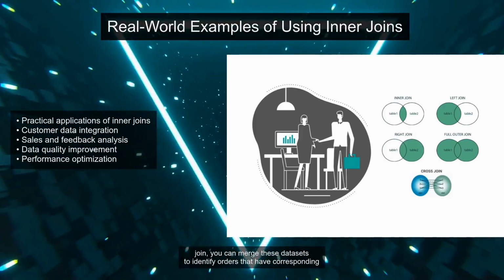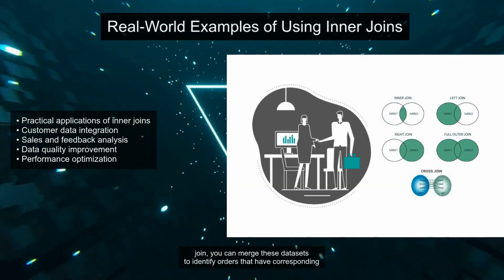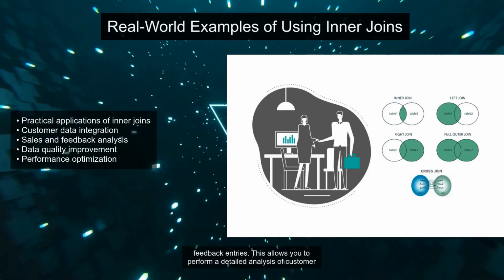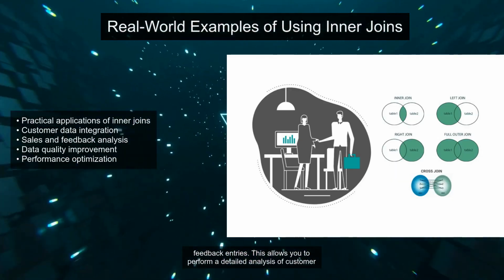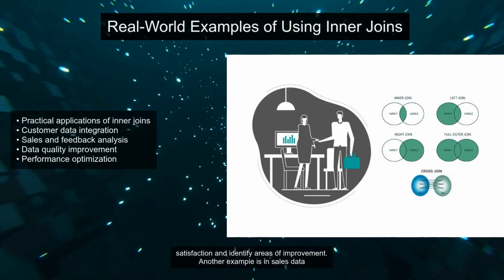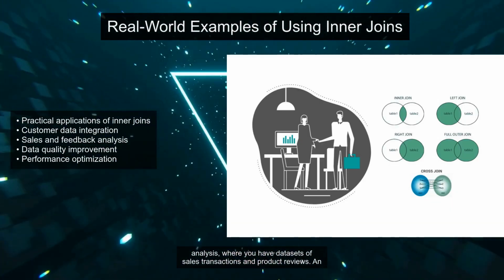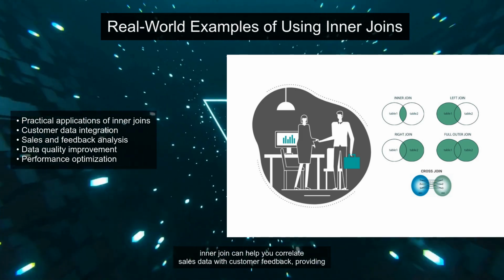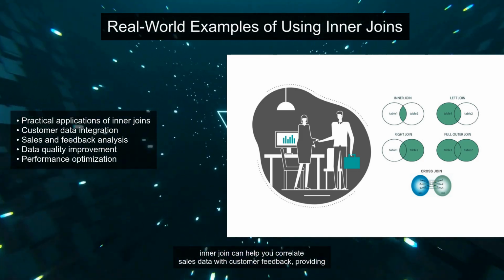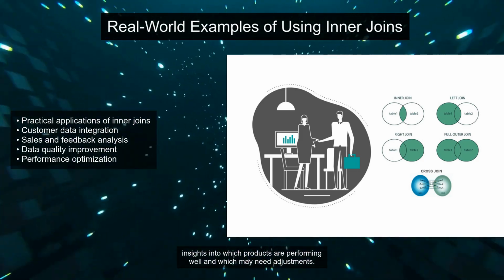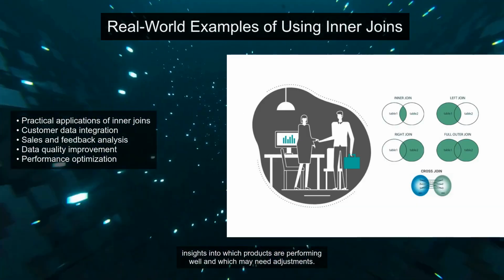Using an inner join, you can merge these datasets to identify orders that have corresponding feedback entries. This allows you to perform a detailed analysis of customer satisfaction and identify areas of improvement. Another example is in sales data analysis, where you have datasets of sales transactions and product reviews. An inner join can help you correlate sales data with customer feedback, providing insights into which products are performing well and which may need adjustments.